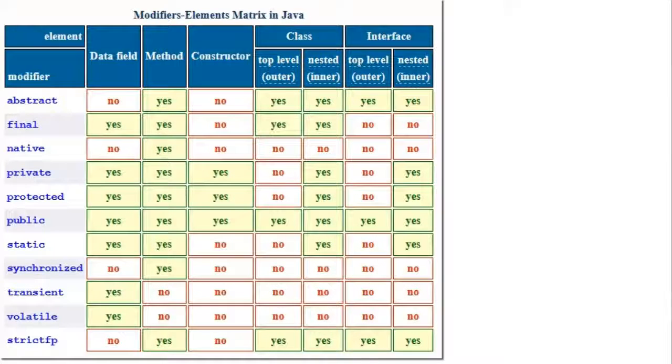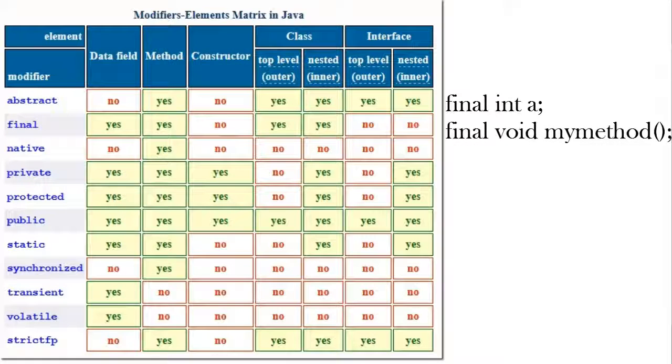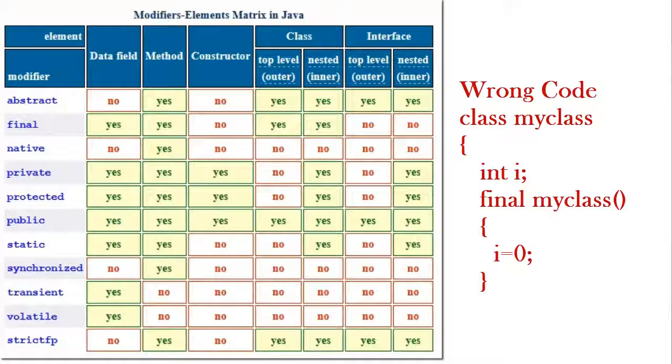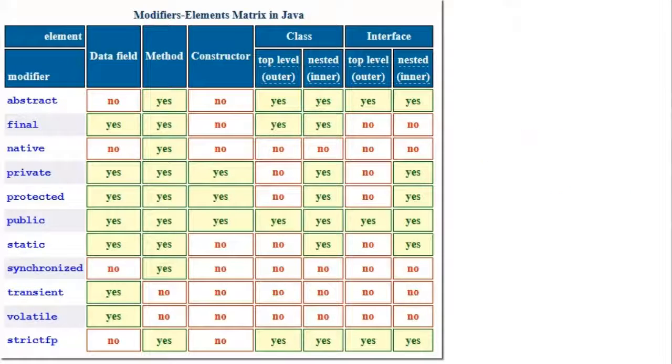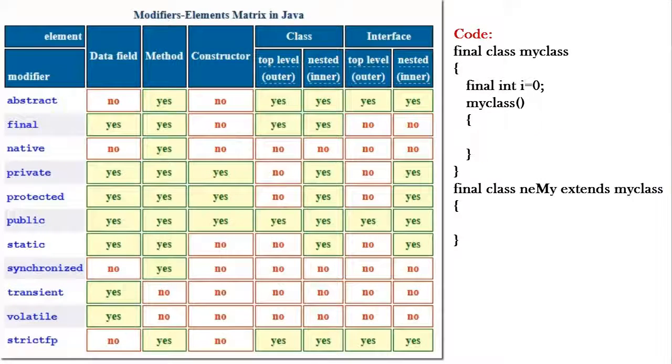Now, final. You can declare a data field and a method as final, but you cannot declare a constructor as final. You can also declare a class, both super and subclasses, as final, but you cannot declare an interface as final.